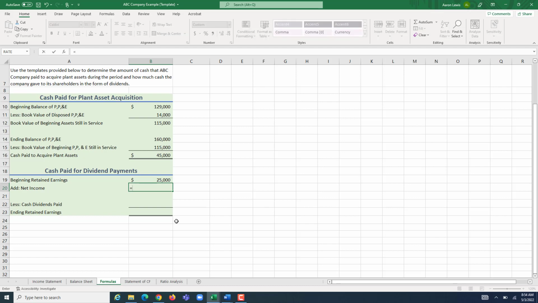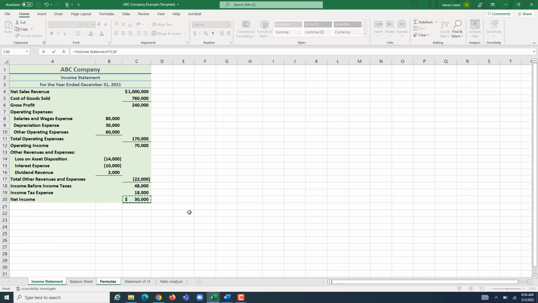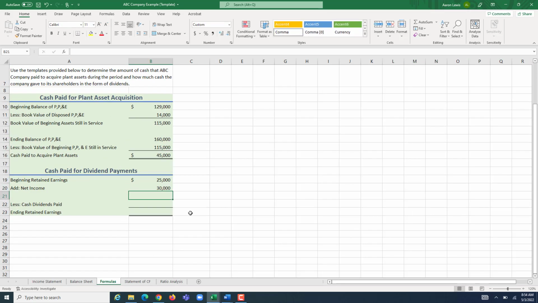So what was our net income? That's the bottom line of the income statement. The income statement says we had $30,000 of net income. So if we had $25,000 of retained earnings when the period began, and we made $30,000 during the year, had we not paid dividends, we would have had a retained earnings balance of $55,000. Do we have a retained earnings balance of $55,000?